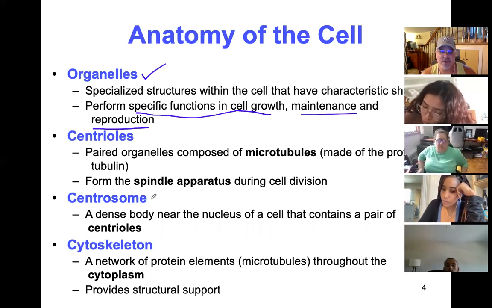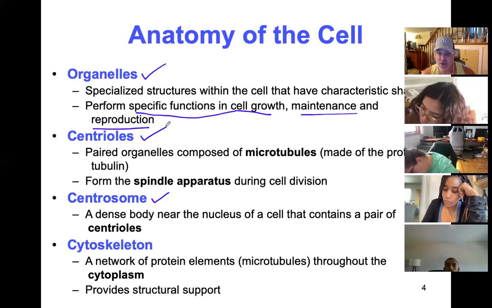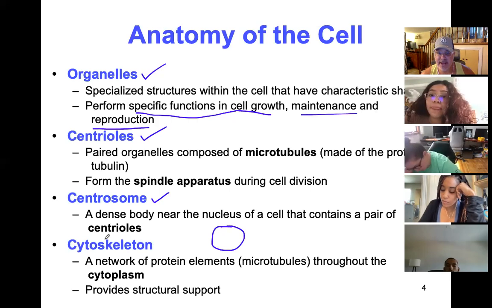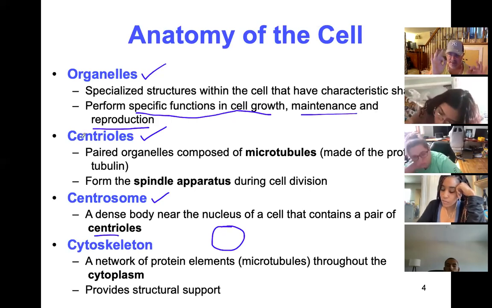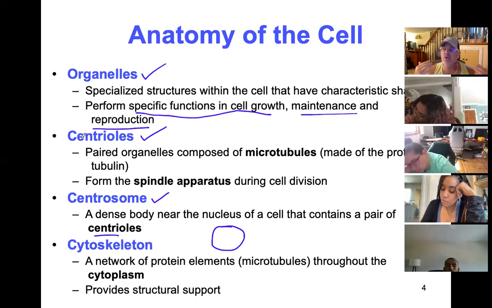Now, remember, we talked about the centrosome and the centrioles. Remember what we said the centrosome was? It was that large, dense sphere that contains the centrioles. The centrioles are these paired organelles that are made up of a protein called microtubules, and they're pretty large proteins.